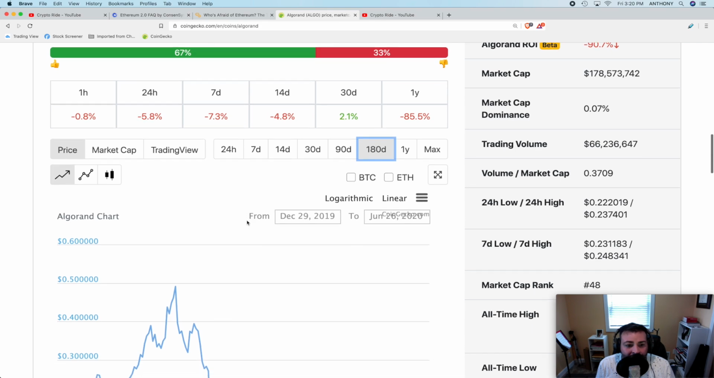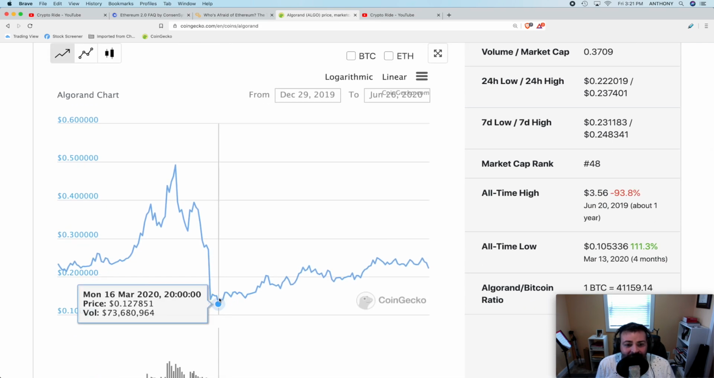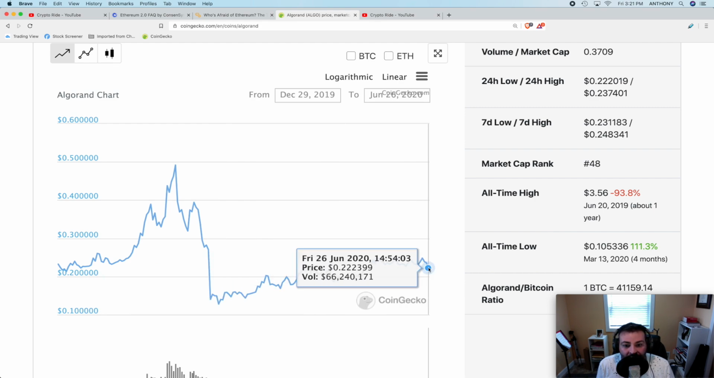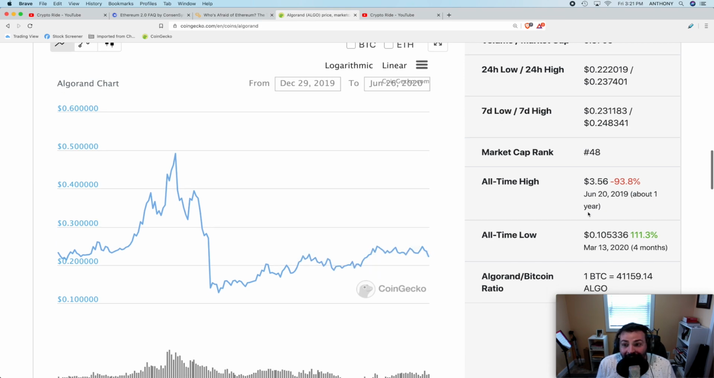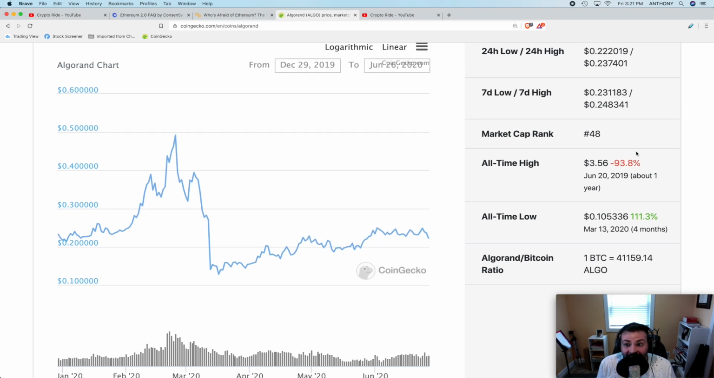So let's talk about its price right now. Since the massive coronavirus dump, as I like to call it, on March 16th, we went from 12 cents and we're currently trading at 22 cents. So we are 93% down from the all-time high of $3.56. That was on June 20th, just about a year ago in 2019.